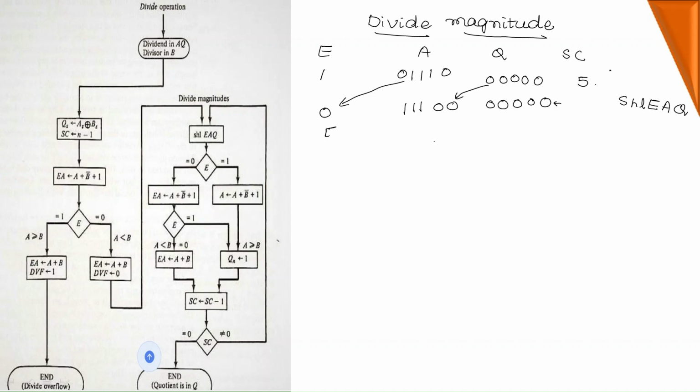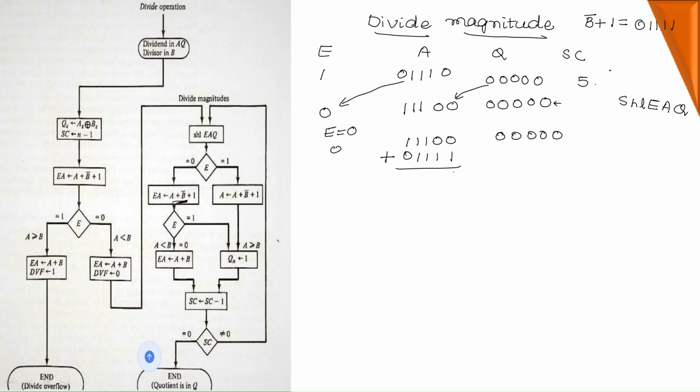So E is equal to 0. When E equals 0, what do you have to do? You have to perform A plus B complement plus 1. So this is the value of A, and what is the value of B complement plus 1? B complement plus 1 is nothing but 01111.